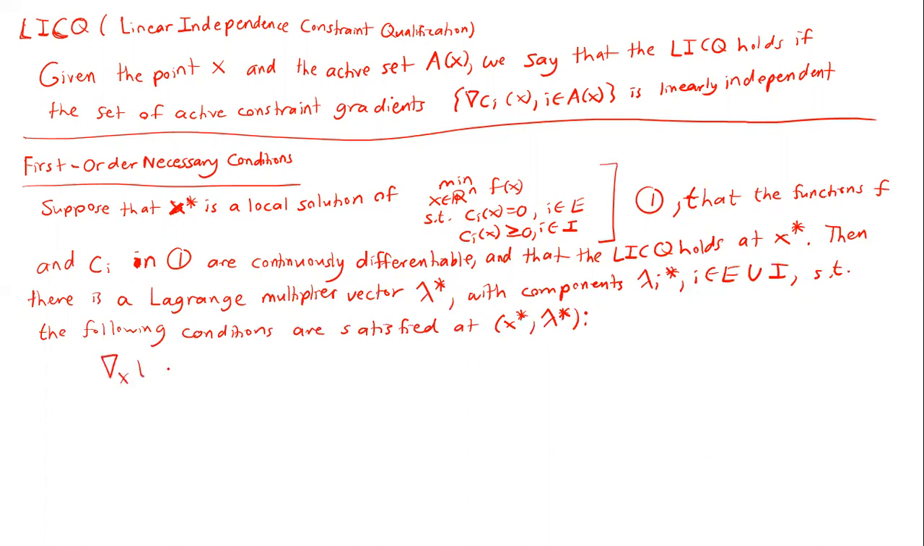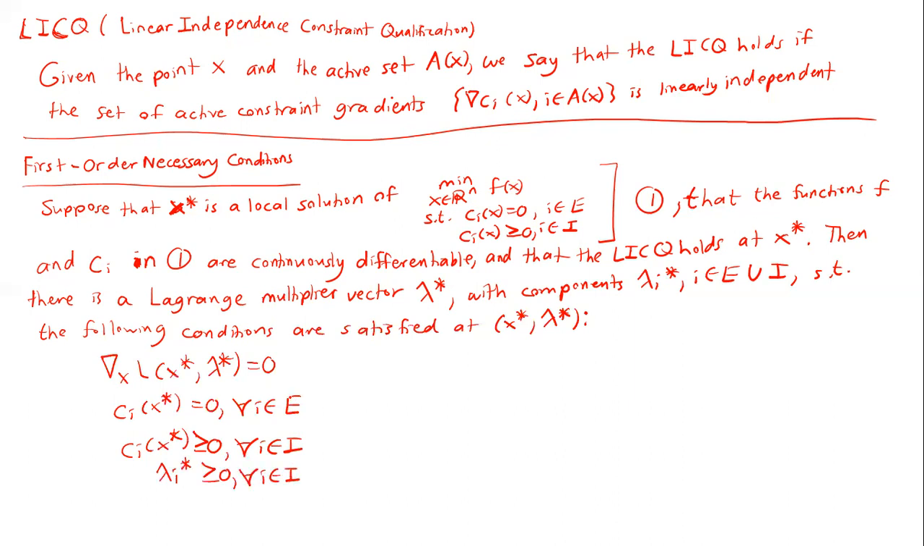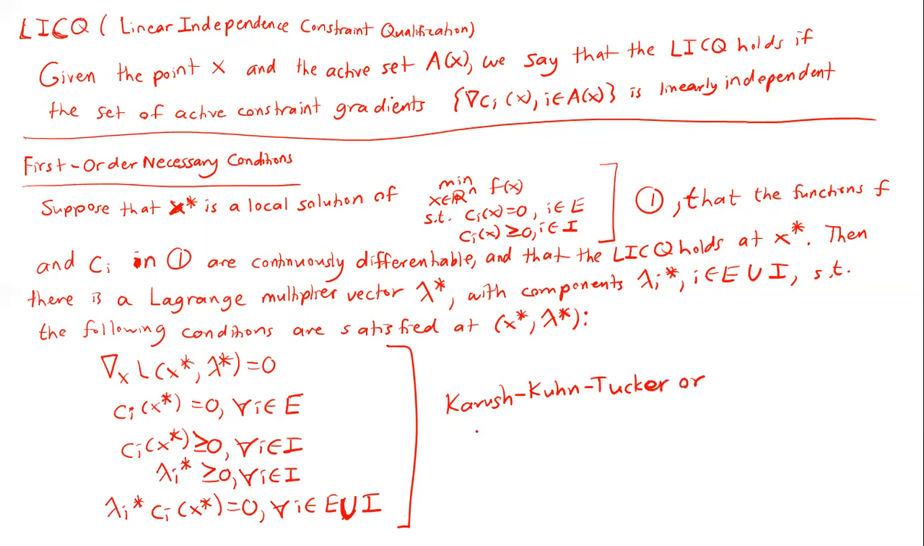And so this says del X of L of X star, lambda star equals 0; Ci of X star equals 0 for all I in the set of equality constraints; Ci of X star is greater than or equal to 0 for all I in the set of inequality constraints; lambda I star is greater than or equal to 0 for all I in the set of inequality constraints; and then lambda I star times Ci of X star equals 0 for all I in E union I. And so this is what we know as the Karush-Kuhn-Tucker, or KKT, conditions.